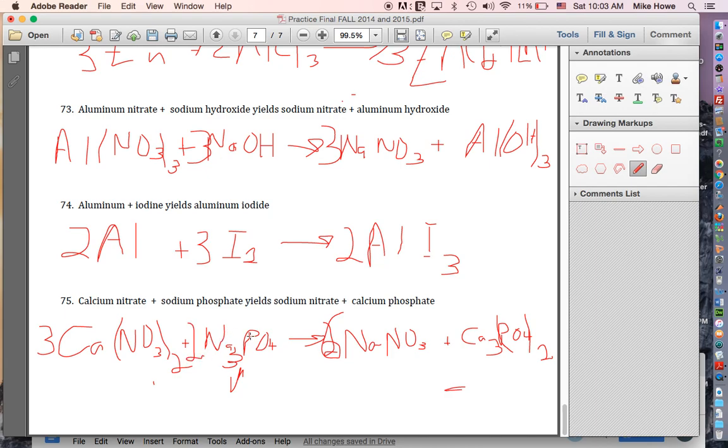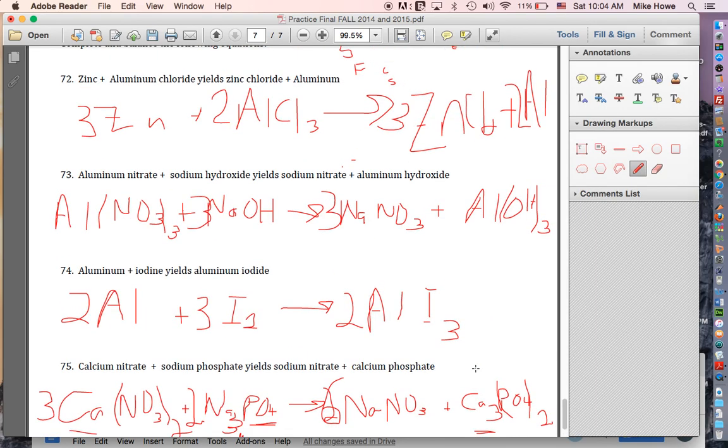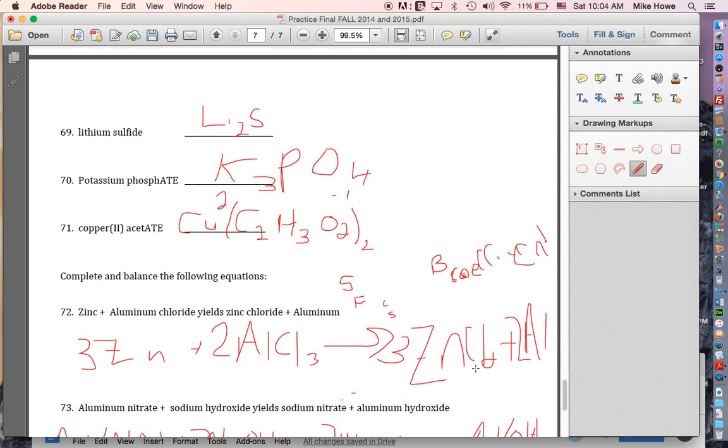So that has an effect of giving us 6 Nas, but also 2 of these PO4 groups. See, there's a PO4 right there, but there's a 2 in front, so now there are 2 of them. But if you look over here, there are 2 PO4s. And I didn't mention that when I put the 3 in front of the calcium nitrate, that to get the 6 nitrates, the 6 NO3 groups, that also made 3 calciums. But that was okay because there were 3 calciums over here. So that's how to do this practice final with a little explanation. So remember, symbols, formulas, and balance using coefficients.